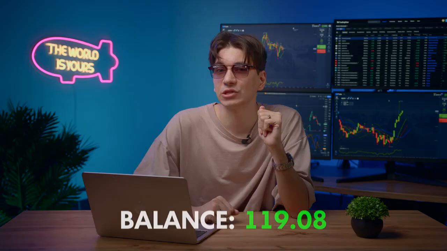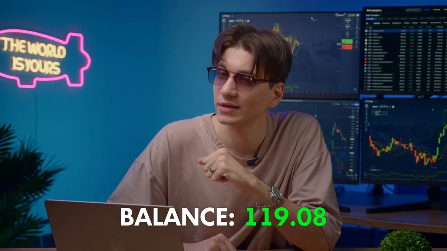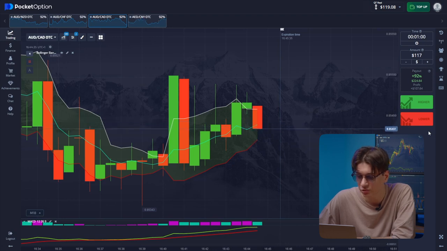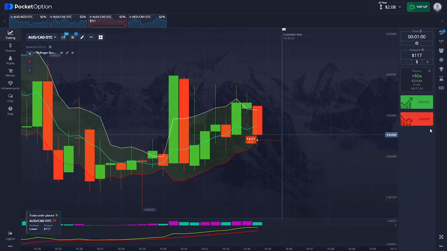The deposit has increased again. Moving on to the next action. I don't really like the situation with the Aussie and Swiss pair, so I'm choosing the Aussie and Canadian pair. The investment now is 117. Interesting position on the chart. Going short.